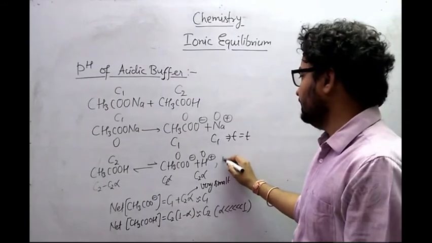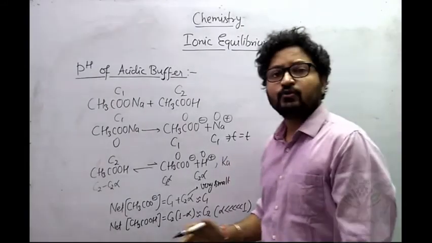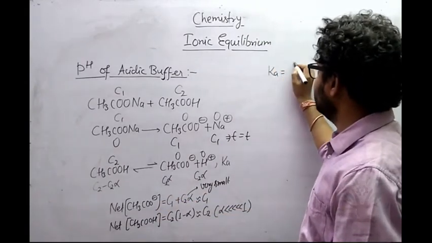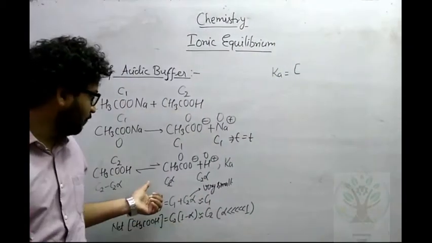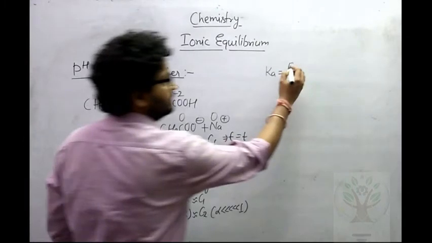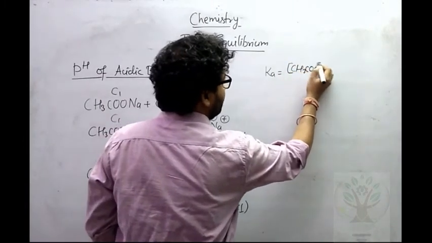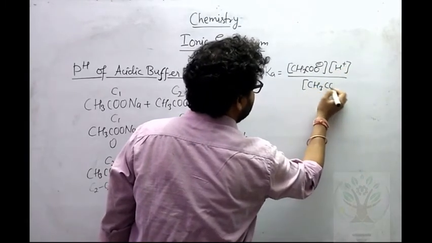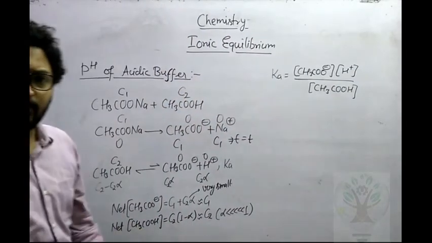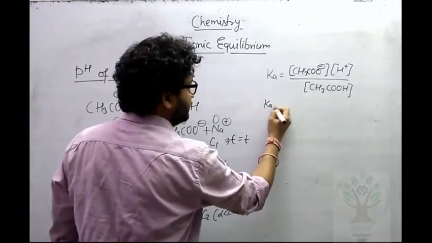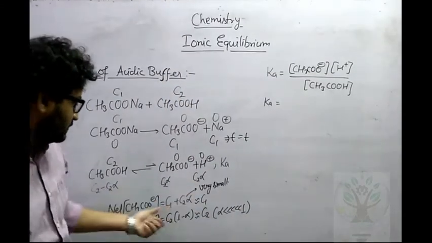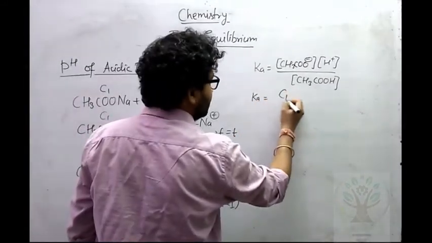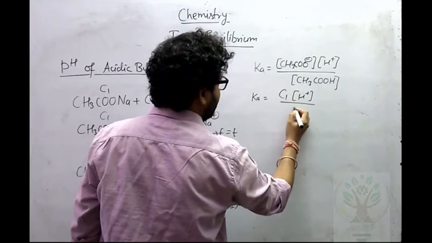Now I hope you know that for this equilibrium we define the equilibrium constant K. We also call it the acid dissociation constant. Now how will we write it? K will be the concentration of CH3COO minus multiplied by H plus divided by the concentration of CH3COOH. I hope it is clear. Good. Now, CH3COO minus is C1 and CH3COOH is C2. So K is nothing but C1 into H plus divided by C2.